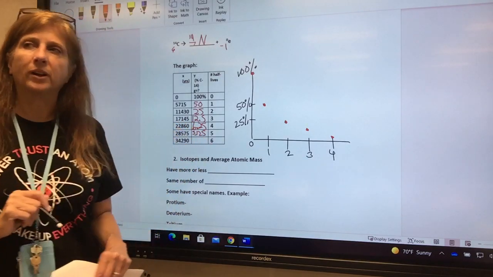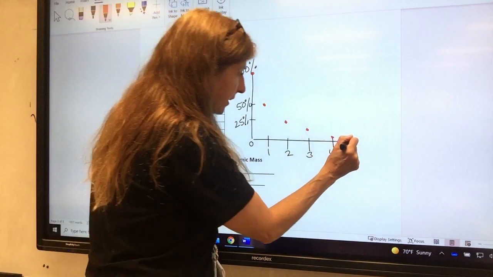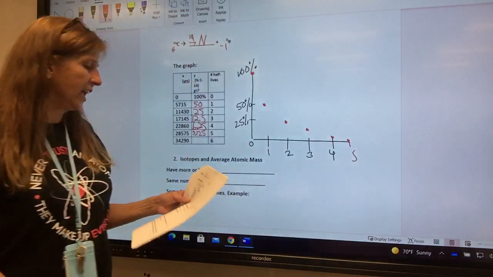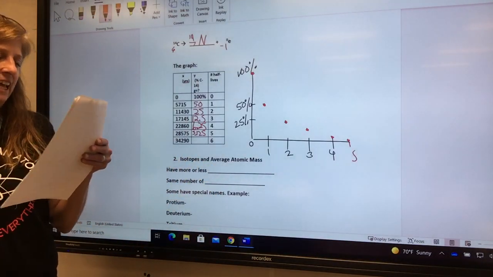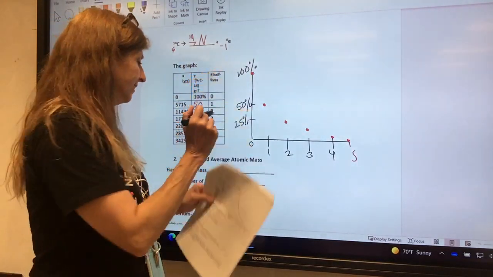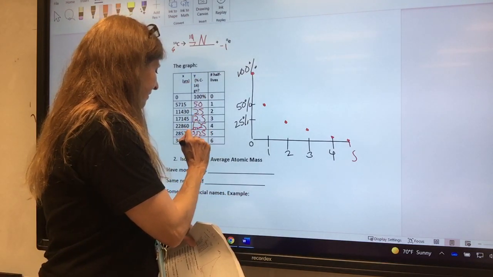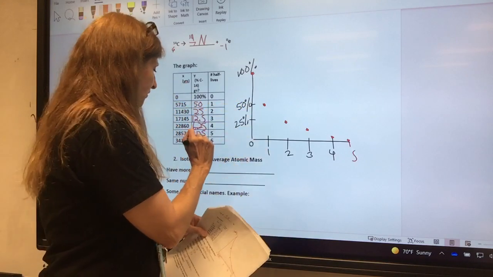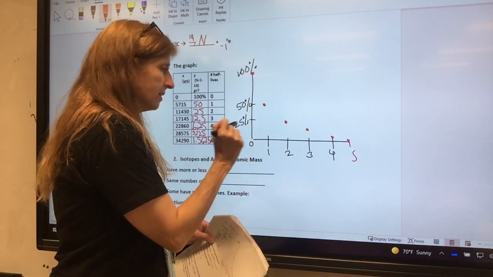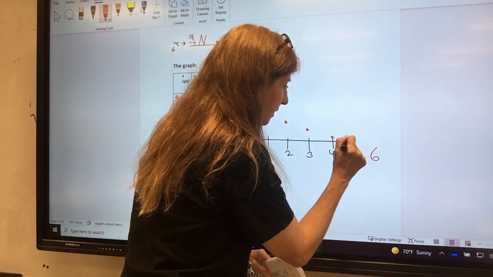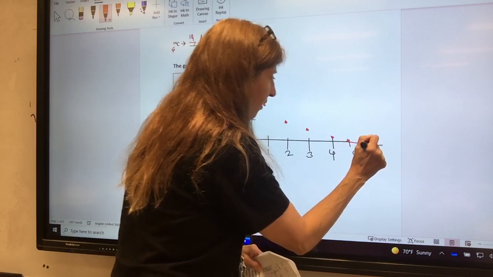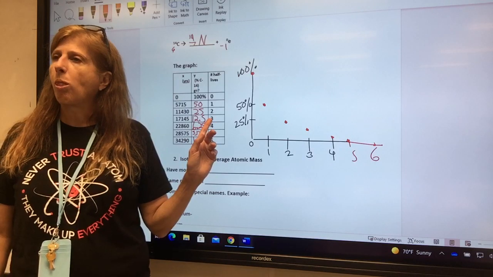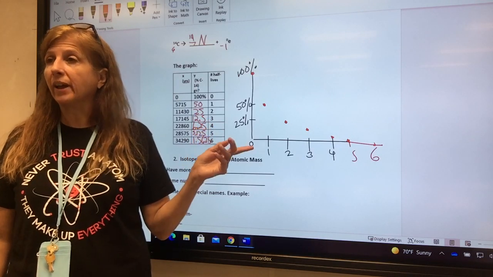125, 3.125. And it would be right there. Okay, how about after 6 half-lives? 1.5625. So it would be... now, eventually, would you have any left? No, it would all go away eventually.